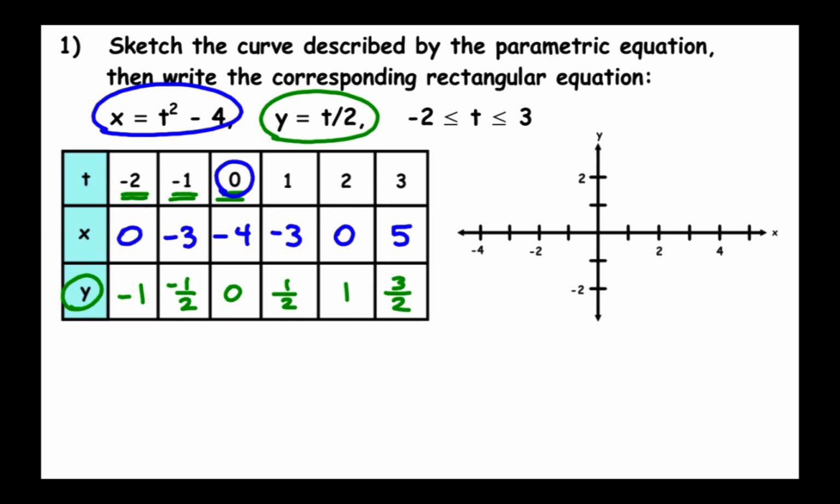Now using the table, I'm going to graph the curve. I'll do that in red. So if you look at your xy coordinates, you have 0, negative 1. You've got negative 3, comma, negative 1/2. That's right here. Negative 4, 0. Negative 3, positive 1/2. Looks like a sideways opening parabola. 0, 1. Finally, 5 would be 1.5. And so this is going to go in this direction right here.